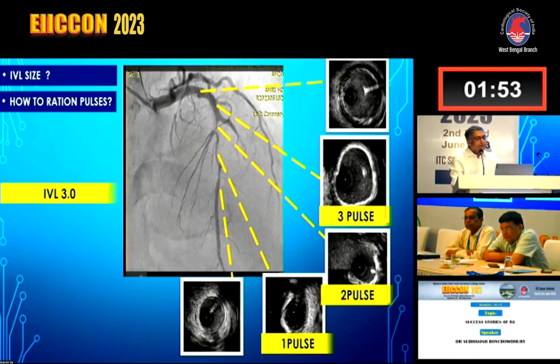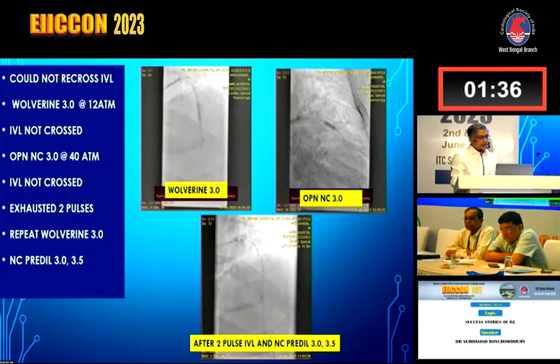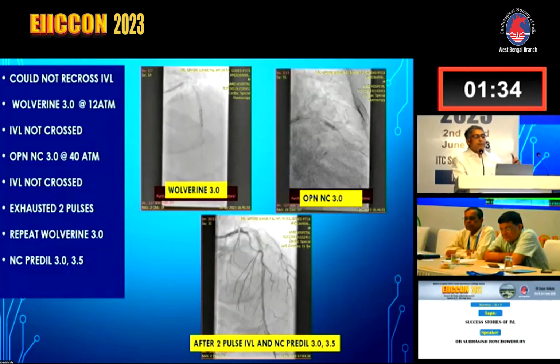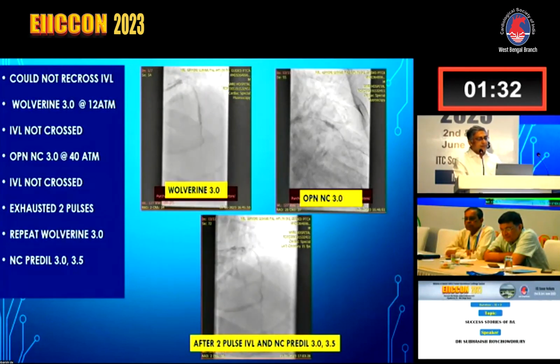But what we did at that point of time, we used IVL 3. Remember, we had only one IVL to use. We used 1 pulse here, 2 pulses in the tightest portion, 3 pulses there. So that's 6 pulses gone. And then we thought we'll push it down to deal with this portion, and it did not cross. Luckily, we put in a Wolverine 3 at 12 atmospheres, tried the IVL again, did not cross.